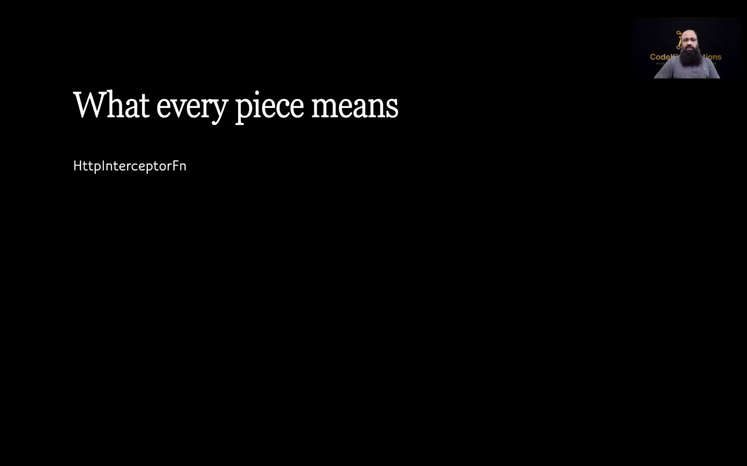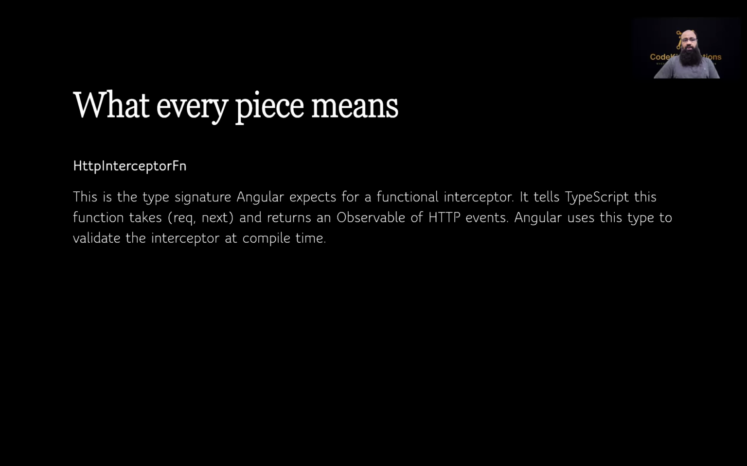So let's quickly see the HTTP interceptor function. Basically, this is the type signature Angular expects for a functional interceptor. What does it tell us? It tells TypeScript that this function takes a request and a next, and returns an observable of HTTP events. Angular uses this type to validate the interceptor at compile time.